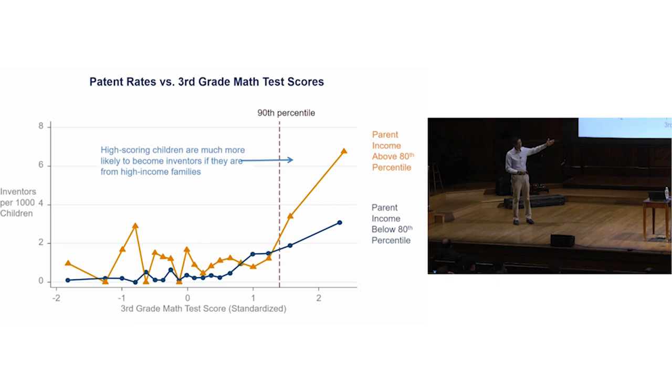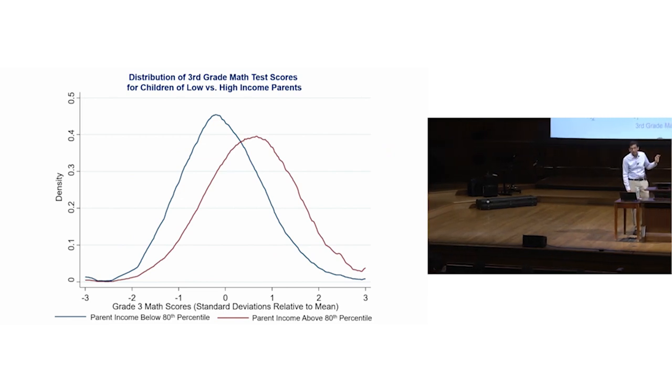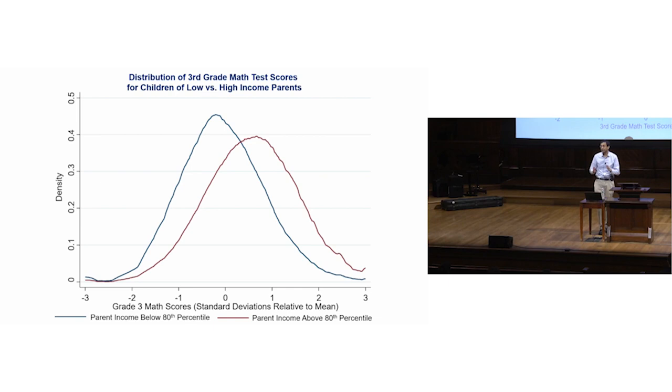This seems to suggest that it's not entirely about differences in ability, okay? So what this analysis shows is that the differences in innovation rates we started out with by parent income are not entirely due to differences in ability or differences in test scores in third grade. However, I don't want to overstate the case.